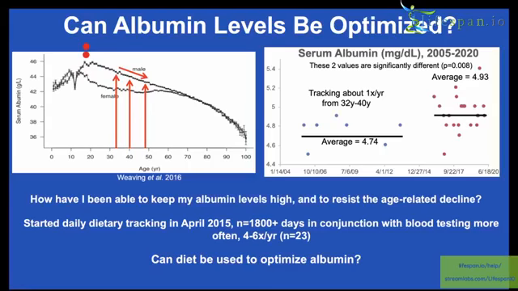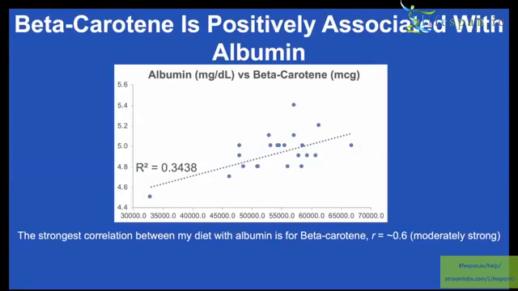So one way I'm doing that is through diet. And when looking at correlations between my diet and albumin, the strongest correlation is for beta carotene. Each data point corresponds to albumin levels, obviously. But then, as I mentioned, I track my diet, so I can look at correlations between my diet and the biomarker, in this case albumin.